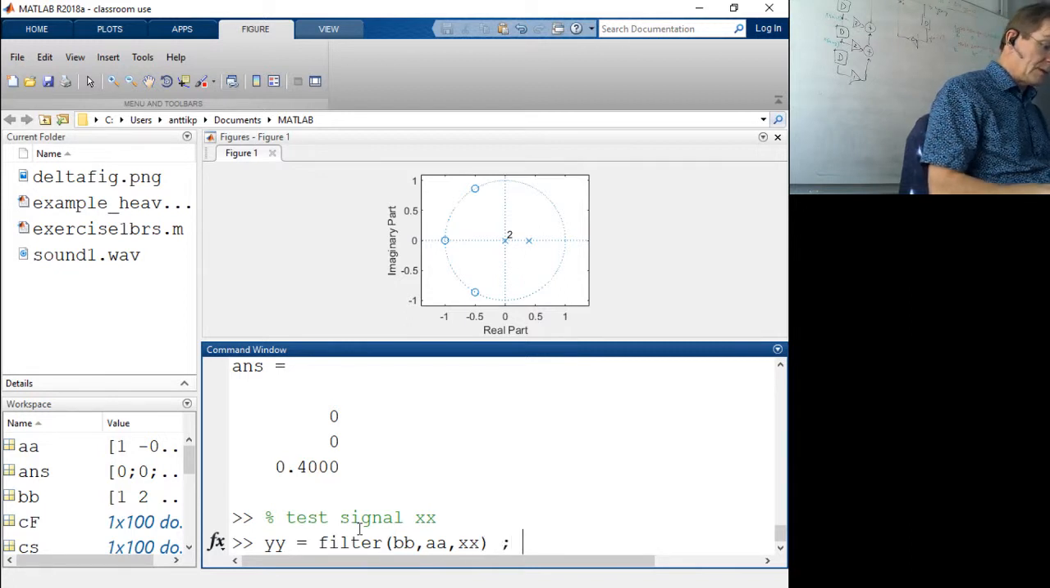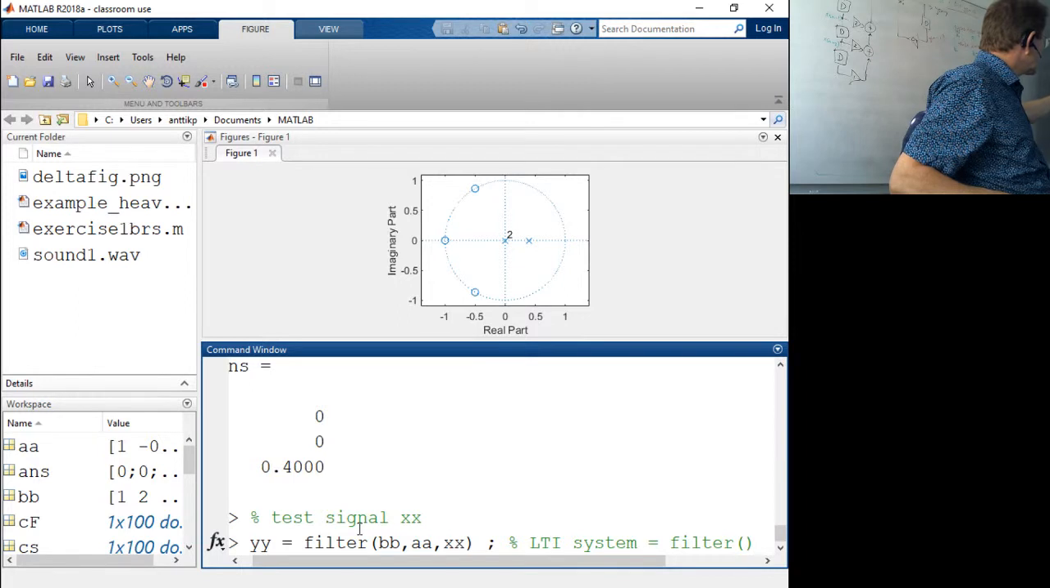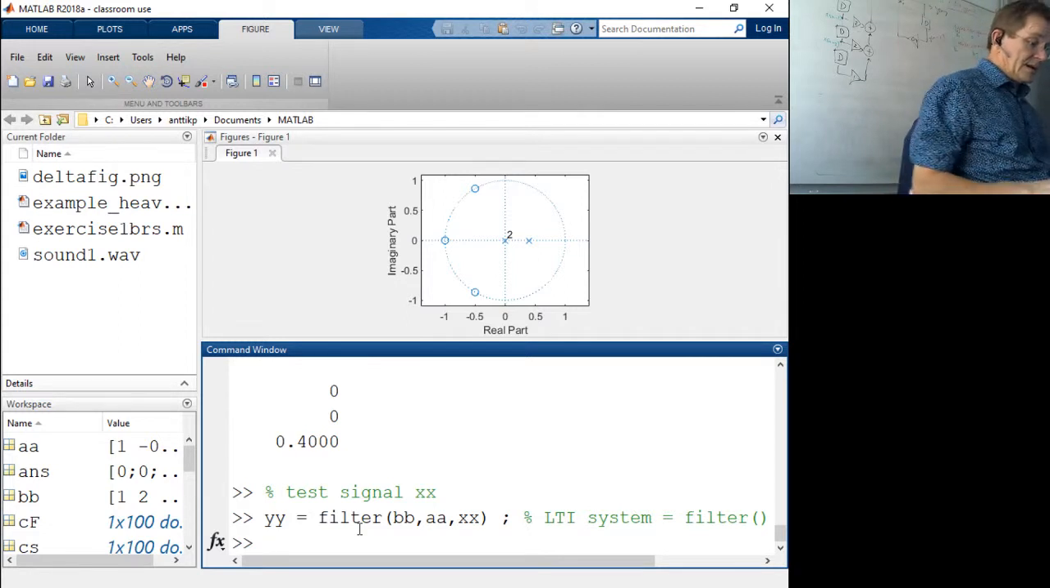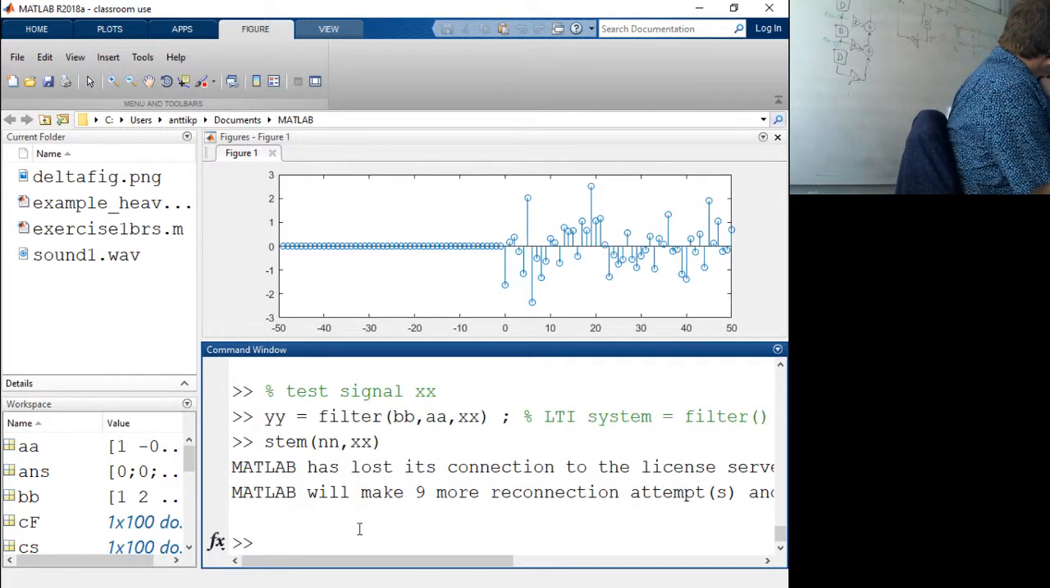That's it. So, I know that this system actually is linear time invariant. So system in MATLAB is exactly the same as the filter function. It has the filter coefficients so that the B, which is the forward term, goes first there. A as the feedback term goes second parameter, and then the input signal, and that's it. Let me stem plot NN and XX. Okay, output looks like that.